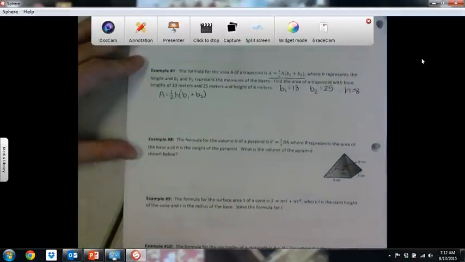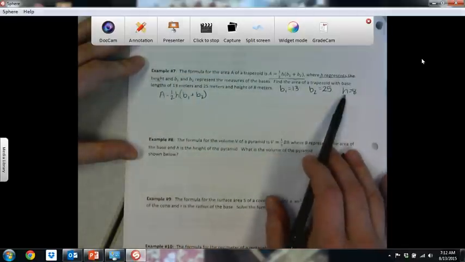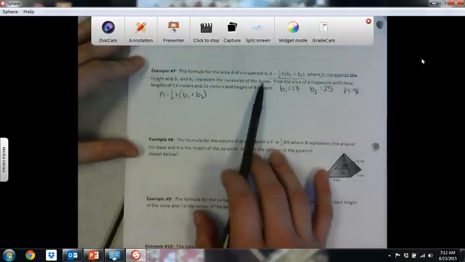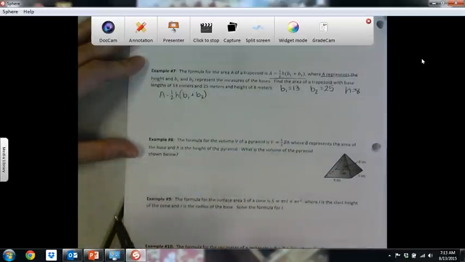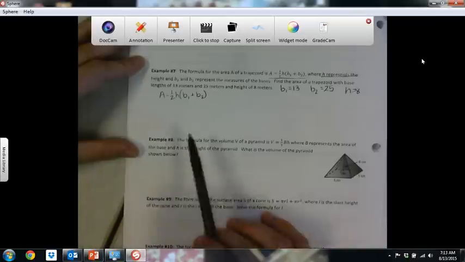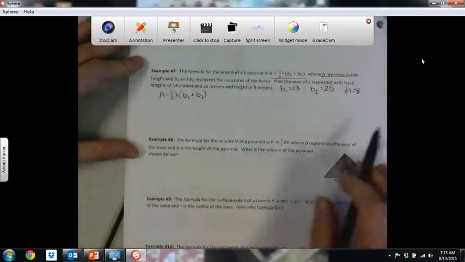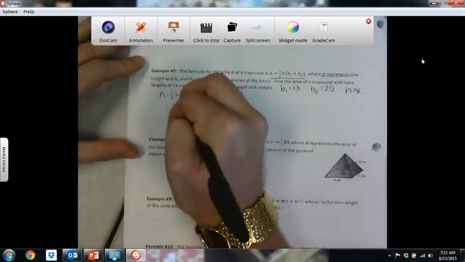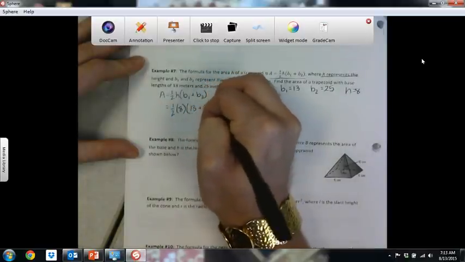Many times in problems like this, they're going to tell you H represents the height. So my height of 8 meant my H was 8. Then it says that B1 and B2 represent the measures of the bases. So these were the 2 lengths of bases. I plug those in here. So a lot of times in a word problem like this, they will tell you what those variables represent, and then you need to do the job of matching them up. So I'm going to do just what I did before. I'm going to replace H with 8, and B1 with 13, and B2 with 25.